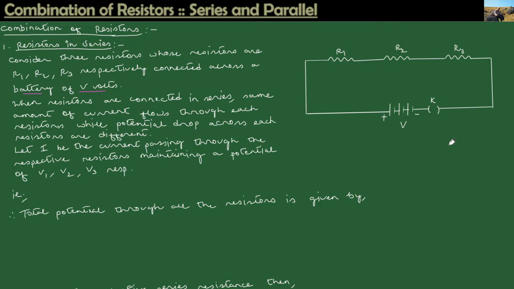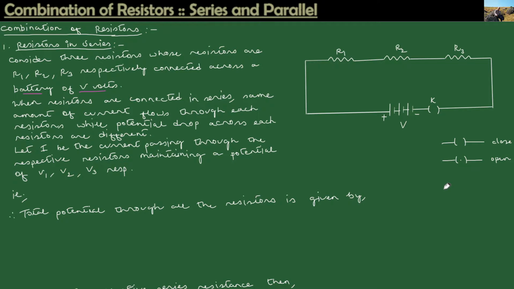Now over here, a key will be represented in this form. This is the symbol of a key in an open circuit, and this will be the symbol of a key in a closed circuit. Also, we can have different types of representation for the key. This will be for the closed circuit, and this will be for the open circuit.